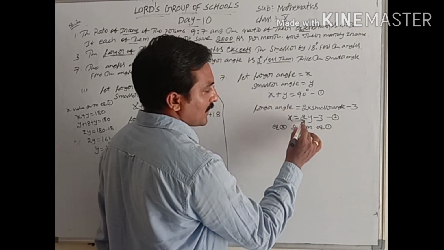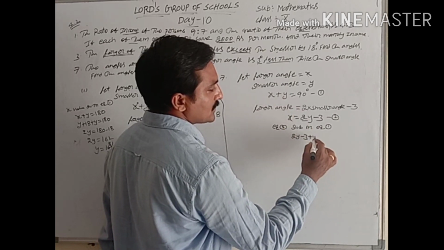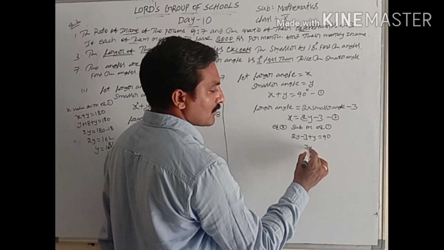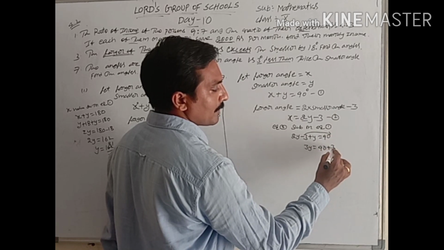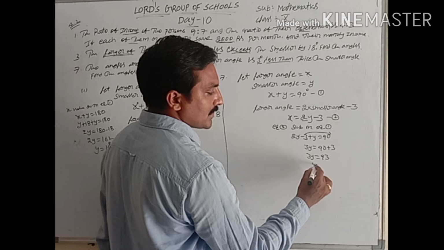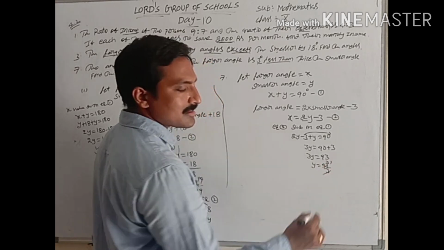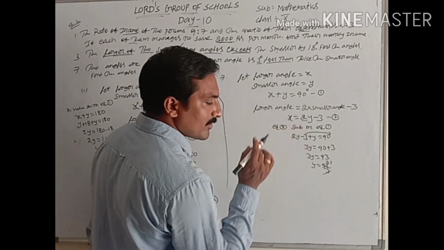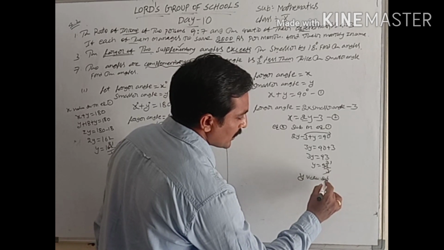In place of x, 2y minus 3 plus y is equal to 90. 2y plus y, 3y is equal to 90 minus 3, transits here as plus 3. 3y is equal to 93. y is equal to 93 by 3. Cancellation, 3 3s are 3 1s are 31 degrees. This y value is substituted in equation 2.